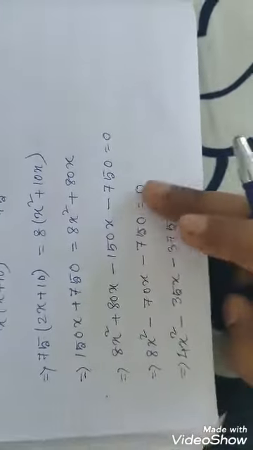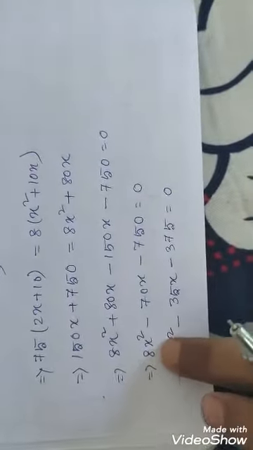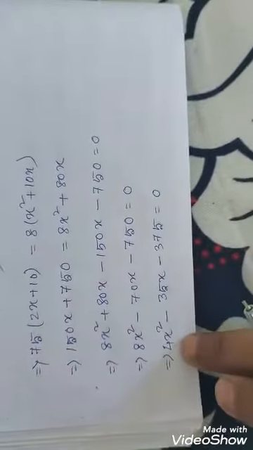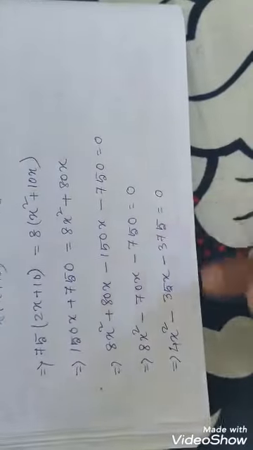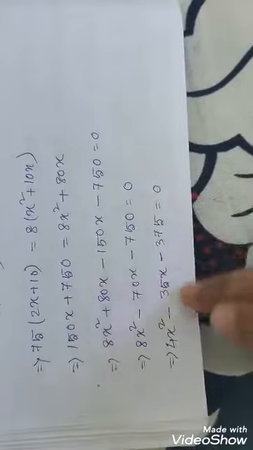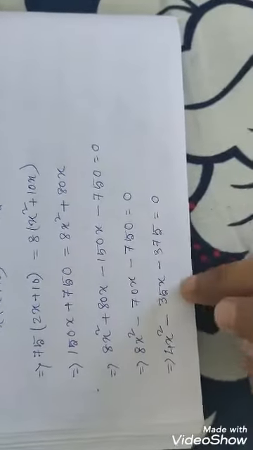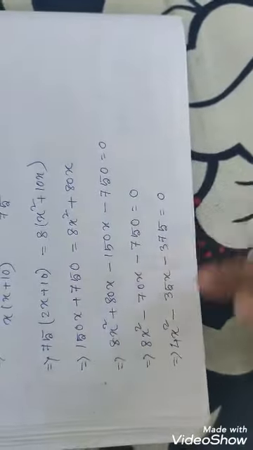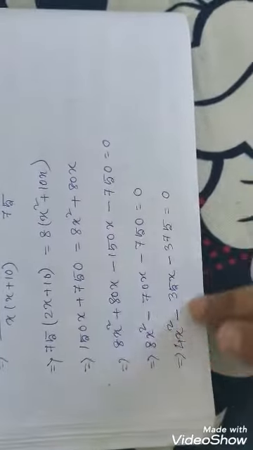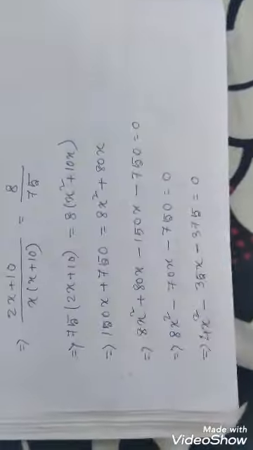From this expression we take 2 common, and on the right-hand side it remains 0. So we get 4x squared minus 35x minus 375 equals 0, which is a quadratic equation. Now you have to find the solution of this quadratic equation by middle term factorization.